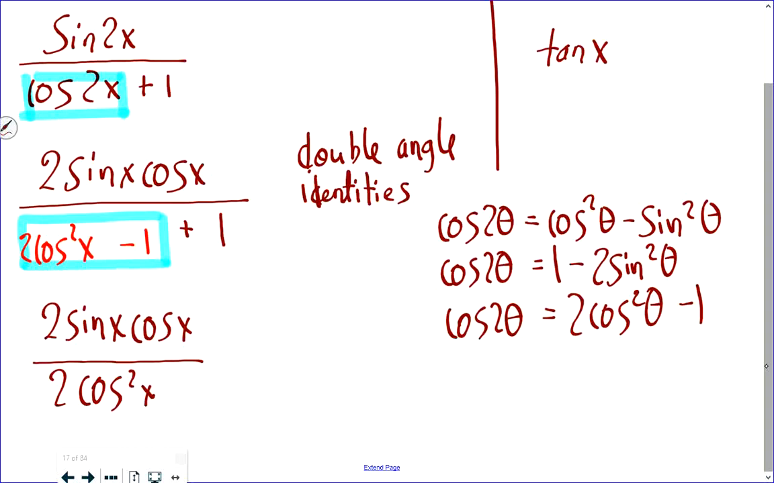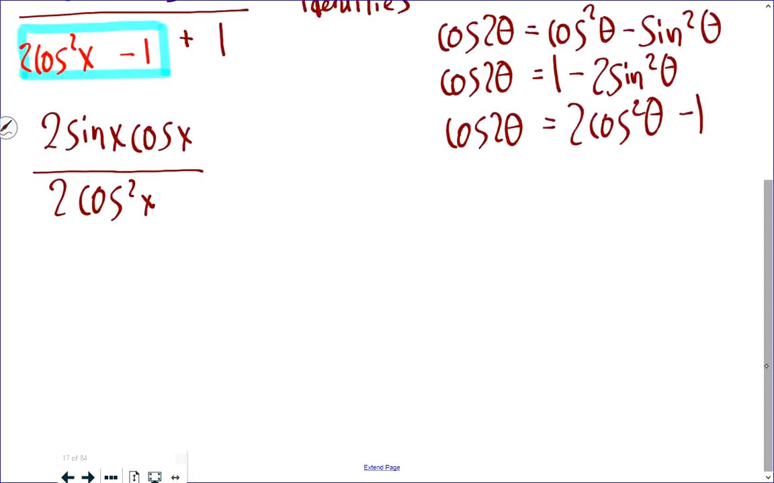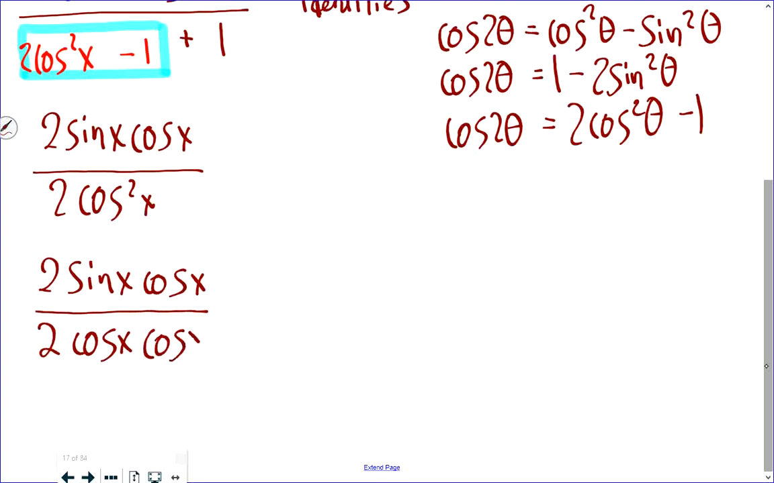And by the way, double angle identities covers our trigonometric substitution. The question is, how many of you see that that's equal to tangent of x? I mean, now you just have to formalize it. You have to say, and I don't believe you need to do this, but this is 2 sine x cos x over 2 cos x.